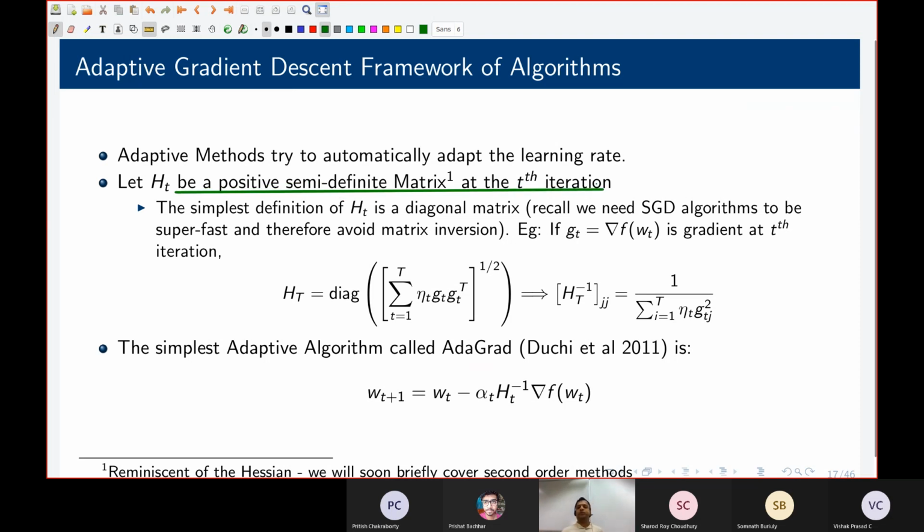So the simplest definition is a diagonal matrix. As I said, interaction between the g_t's. So if g_t is the gradient of f, you can put an index i_t if you want, but I just made it simpler. Then the gradient of f with respect to w_t, then you're looking at the outer product. Okay, so this is called the outer product.